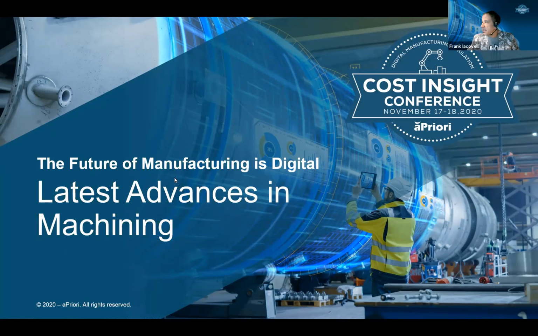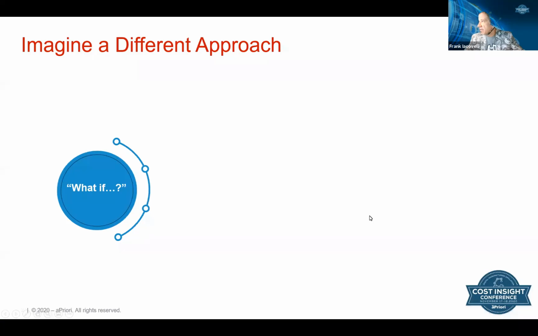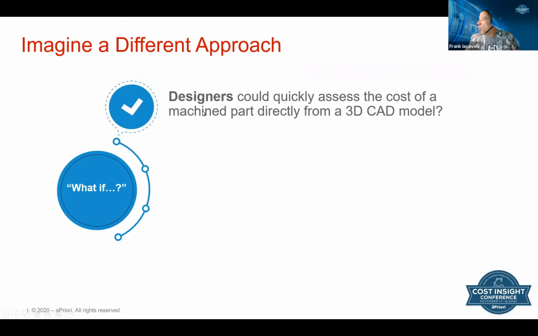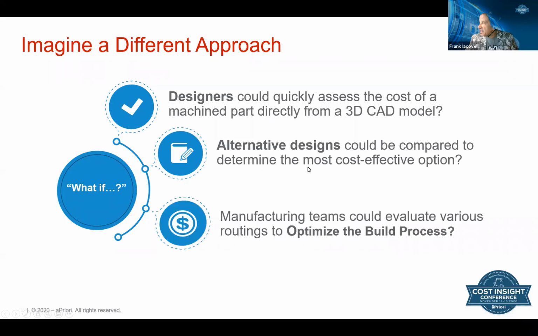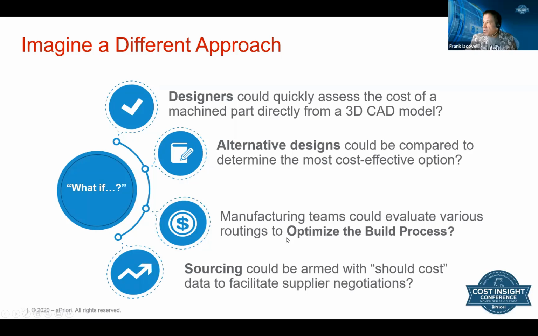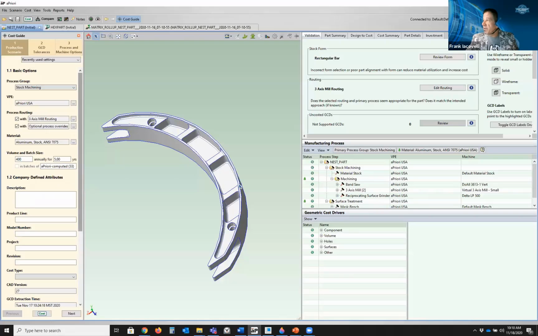What we'll be presenting today is the latest advances in machining, and we're following a theme here as far as just what designers can do when you quickly assess geometry, alternative designs based on DTC feedback, looking at building and optimizing routing processes, and finally what sourcing can do if they're armed with all of this information. So to begin, we're going to start in the aPriori platform.